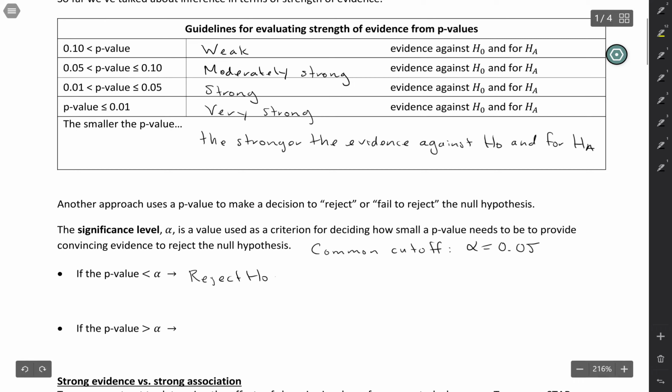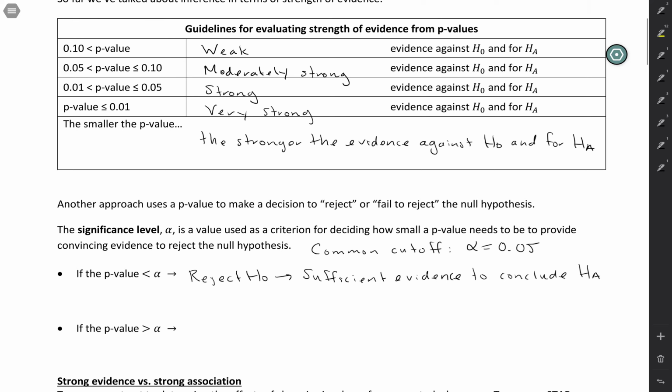And that means that we have sufficient evidence, sufficient meaning it's met our criterion, to conclude whatever our alternative hypothesis is. And in this case, where we have enough evidence to conclude the alternative, we call this statistically significant. So we would say that our results are statistically significant in this case.